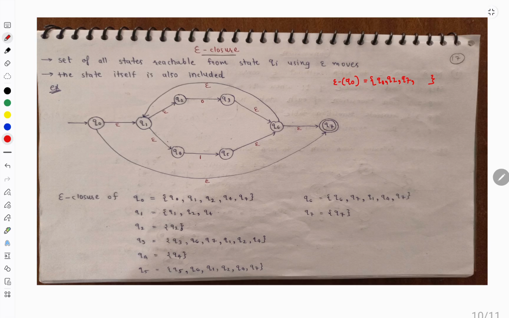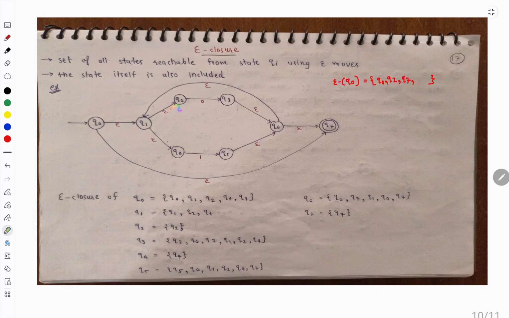Now we need to check for the state at which we reached. That is, if we give Q0 state epsilon move, we reached at Q1 and Q7. So for these two states, we need to check that if we give both the states epsilon moves, at which state we will reach. So let's check for the Q1 state.